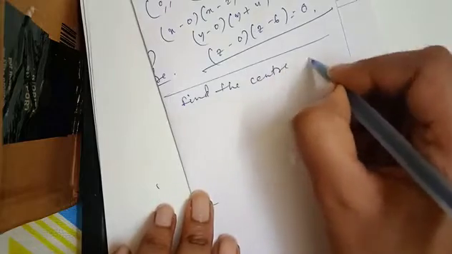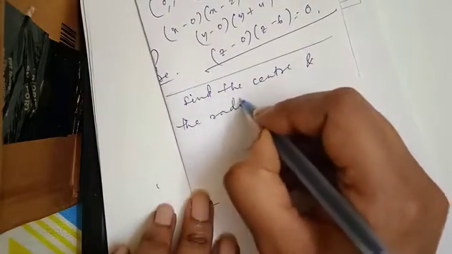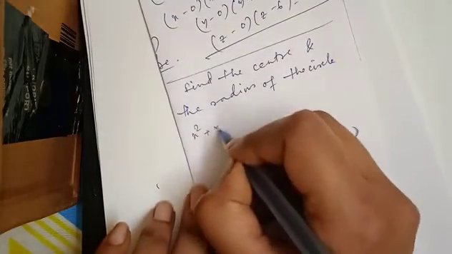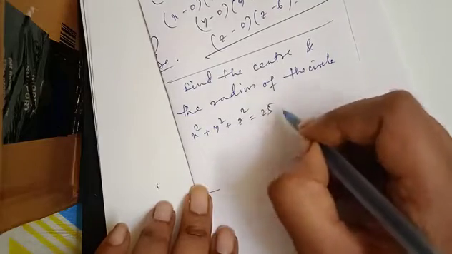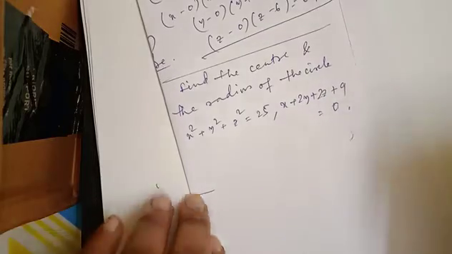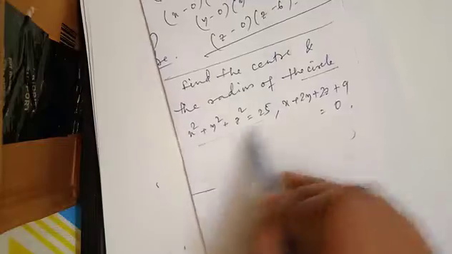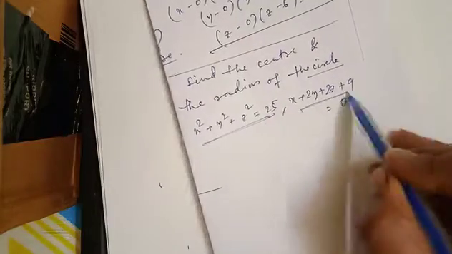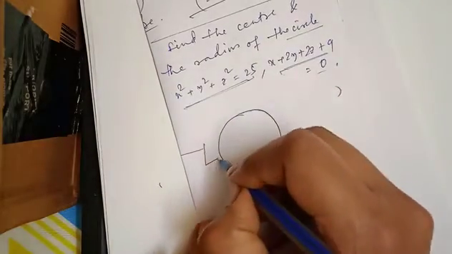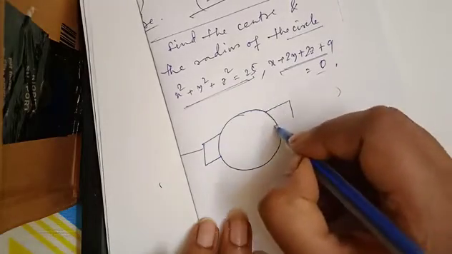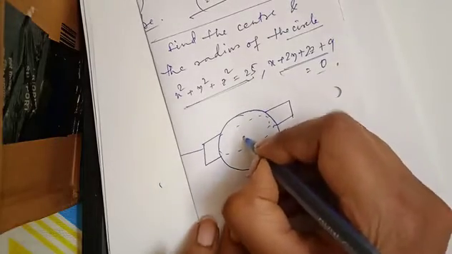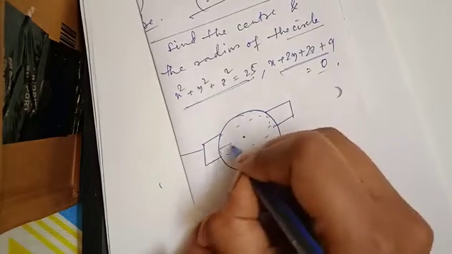Next example. Find the center and the radius of the circle x square plus y square plus z square equals 25 and x plus y plus 2z plus 9 equals 0. Check, this is a circle. So we take two equations. One equation is of the sphere, another equation is of the plane. If we draw this, suppose this is the sphere and the plane cutting the sphere over here. So it will form a circle. Now we have to find the center and the radius of that circle.